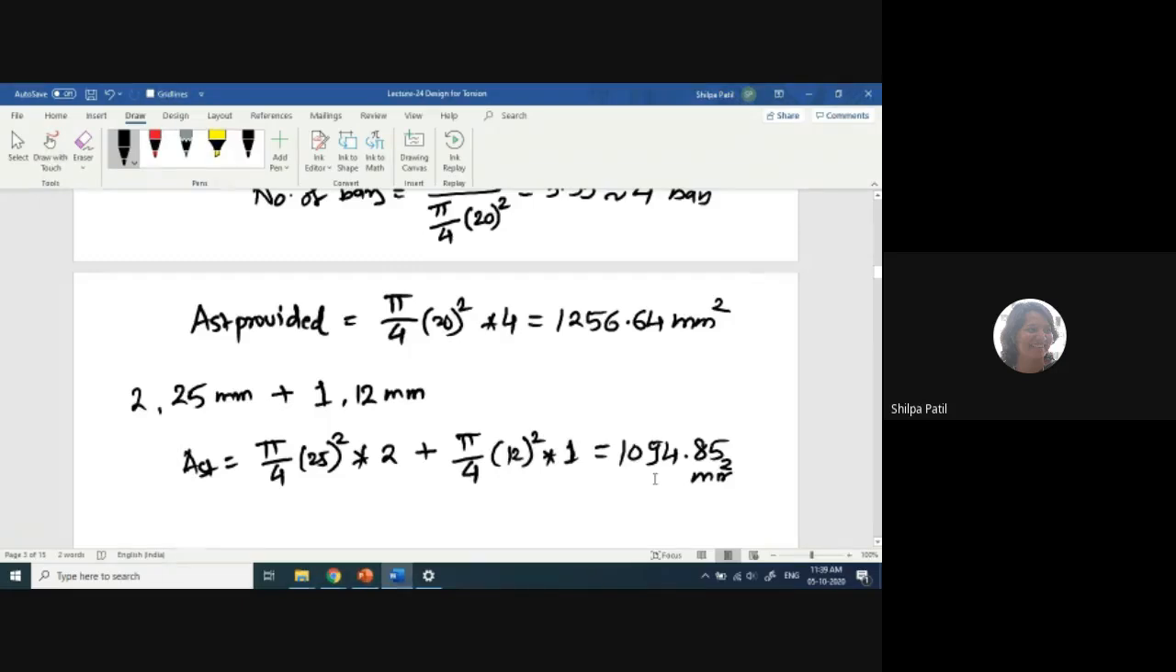So instead of providing 20 mm 4 bars, we can consider a combination of two different bar diameters like this. We can provide 2 bars of 25 mm and 1 bar of 12 mm. Okay, is it clear to everybody?